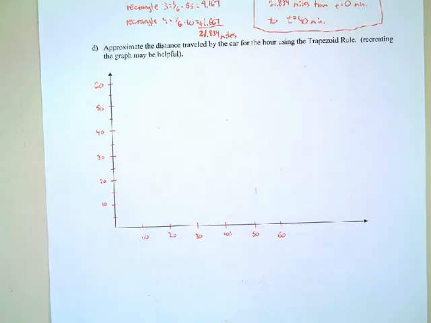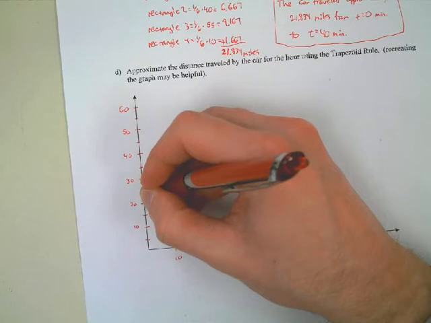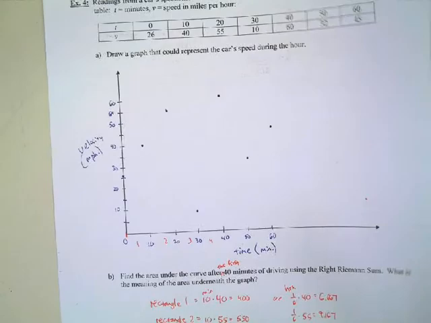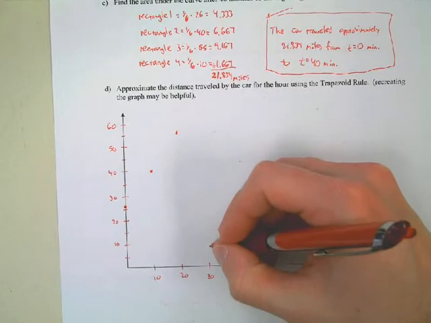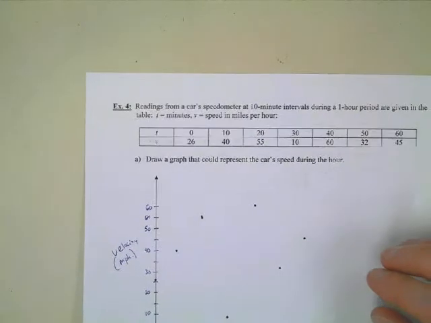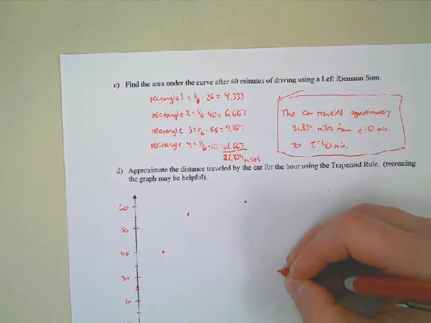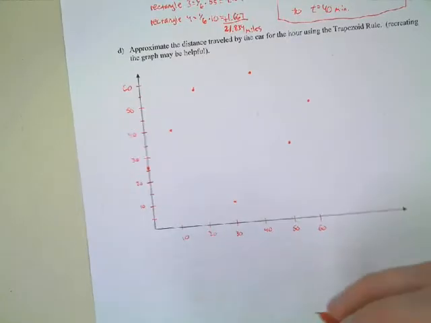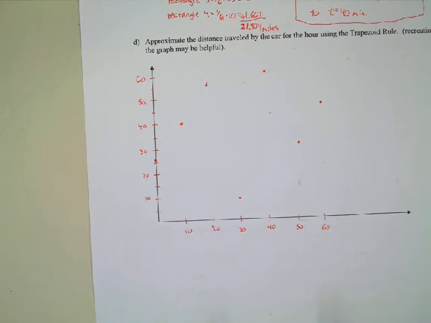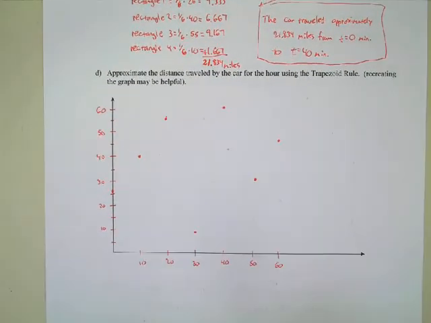Okay, and let's see here again. 0, 26; 10, 40; 20, 55; 30, 10; 40, 60; 50, 52; 60, 45. Okay. And now we want to use the trapezoidal rule to approximate the distance traveled by the car for the hour. So now we're no longer talking about the first 40 minutes. We're talking about the distance traveled by the car for the hour.